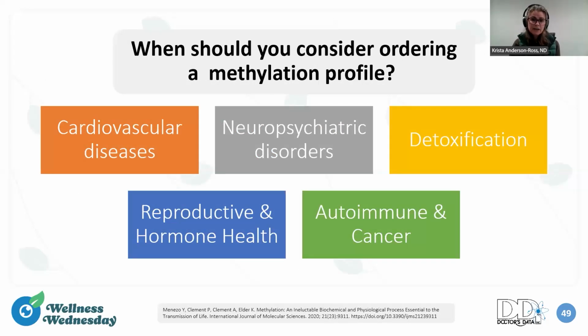Impaired methylation can elevate homocysteine and increase cardiovascular risk, especially in those with an MTHFR variant. It can also disrupt neurotransmitter metabolism, contributing to mood disorders, ADHD, and other neuropsychiatric conditions. It can also weaken detoxification pathways of metals, estrogens, and xenobiotics. It plays a role in reproductive health by impacting hormone metabolism, infertility, and miscarriage. And it can contribute to cancer risk by altering gene expression, as well as autoimmune disease through loss of immune tolerance.